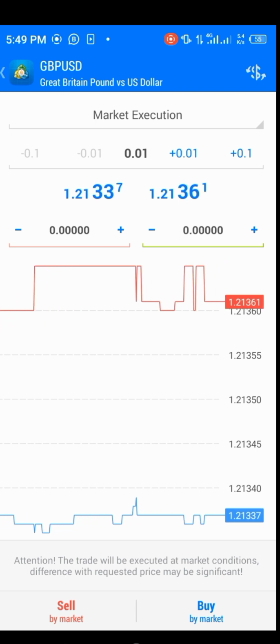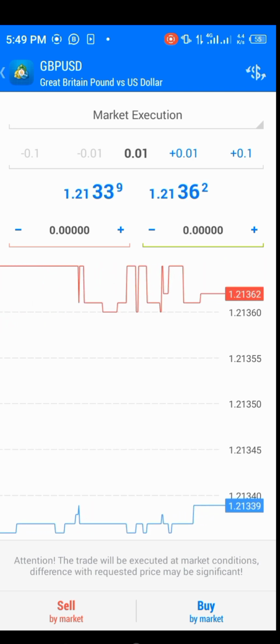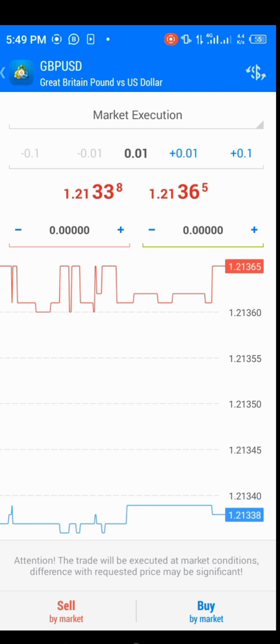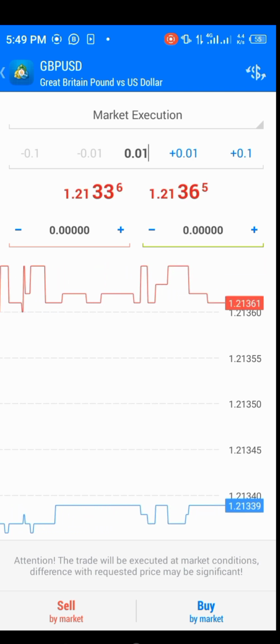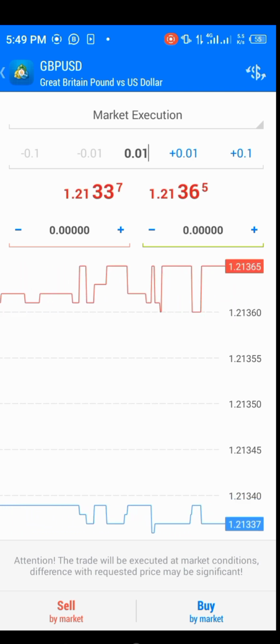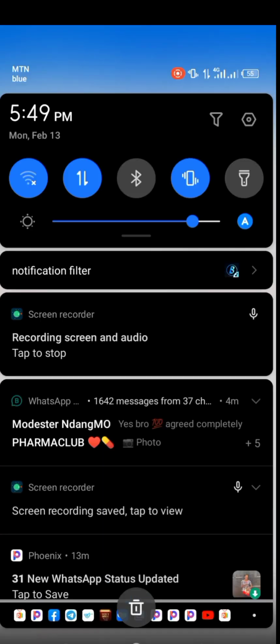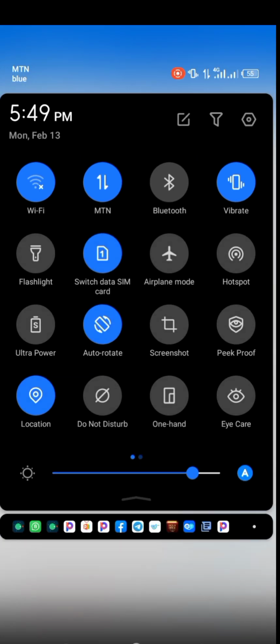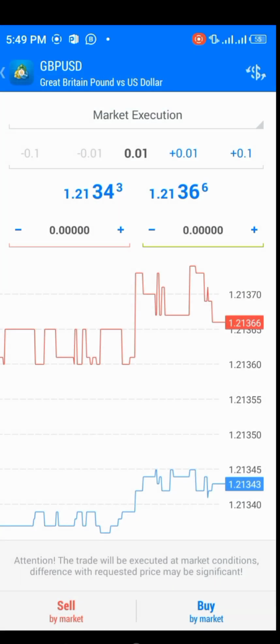Yes, the market is moving. This is live trading. I hope you understand, this is live trading. The market is moving. Let me just close my data so that it will be fixed. All right, so the market now is fixed.